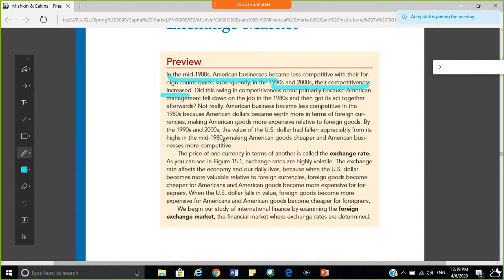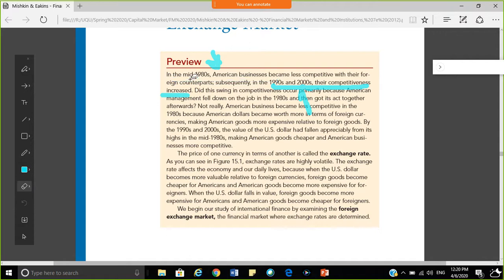So this preview starts from this point regarding the two phases of American industries. One is the mid 1980s, when the American businesses became less competitive, and the other is the 1990s and 2000s, when their competitiveness increased. So then they are asking a question: did this competitiveness occur primarily because American management fell down on the job? Meaning, was the reason that their management was not doing well, or was there some other reason?